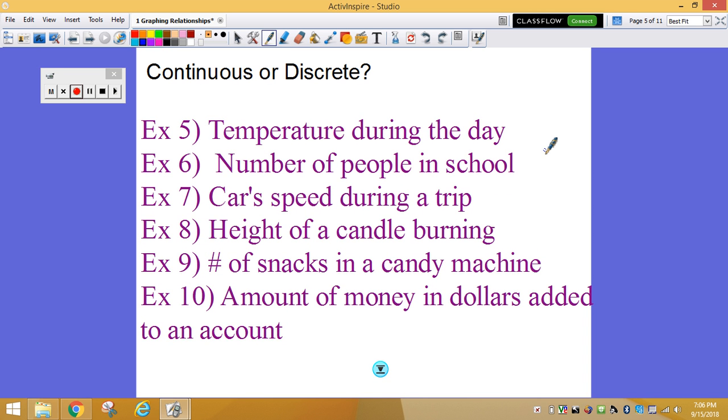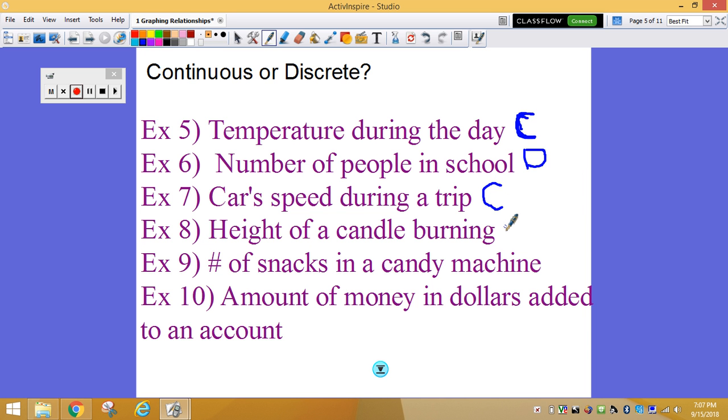Temperature during the day. Again, I always think, can I have a half? Can I have 88.5 degrees? Yes, you can. So temperature during the day is going to be continuous. Number of people in school. Can you have half of a person? No, you cannot. So that would be a discrete graph. Car speed during a trip. Well, let's talk about driving. If you're driving in a car, your speed. Could you go 55.5 miles per hour? Yes, you could, which means it is continuous.